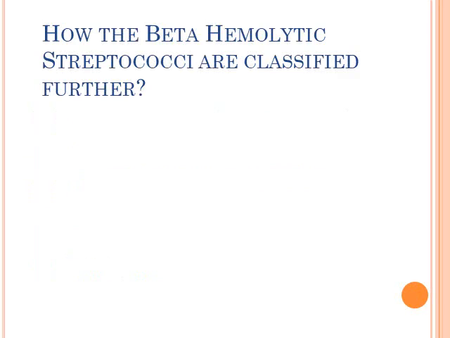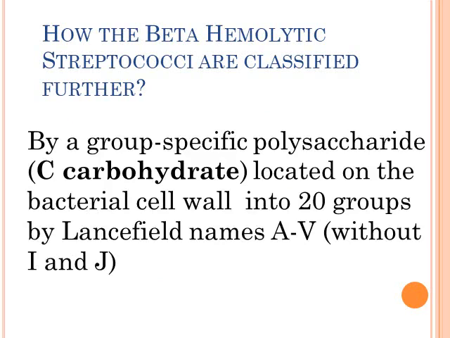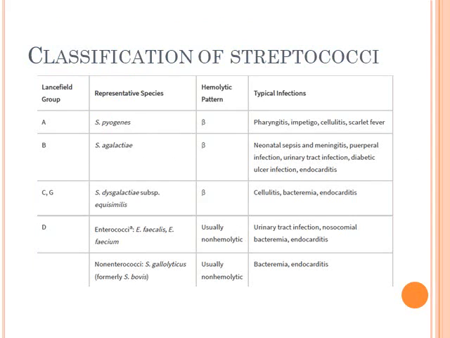How are the beta hemolytic streptococci classified further? By a group specific polysaccharide carbohydrate located on the bacterial cell wall, the beta hemolytic streptococci are classified into 20 groups by Lancefield, from A to V without I and J. So this is the Lancefield group classification. Group A is Streptococcus pyogenes, group B is Streptococcus agalactiae, groups C and G are Streptococcus dysgalactiae, and group D is Enterococci. So now coming to the group A streptococcal infections.